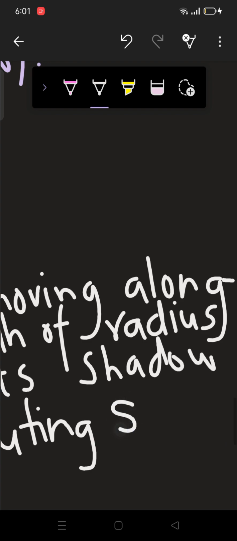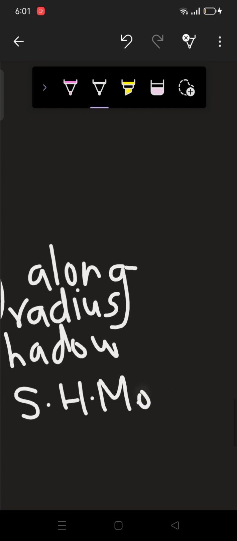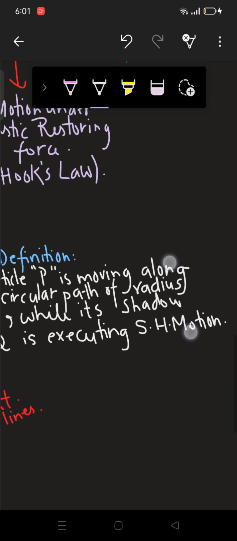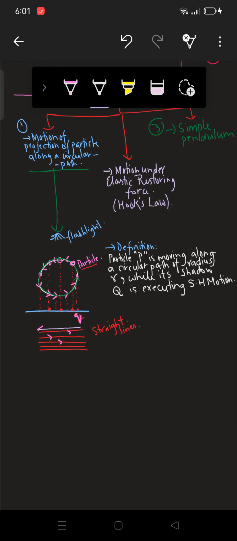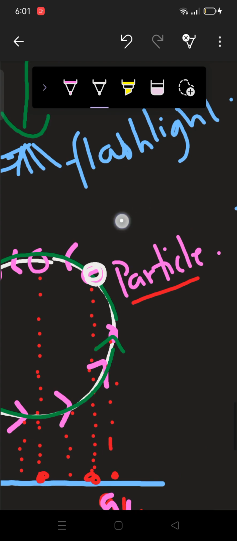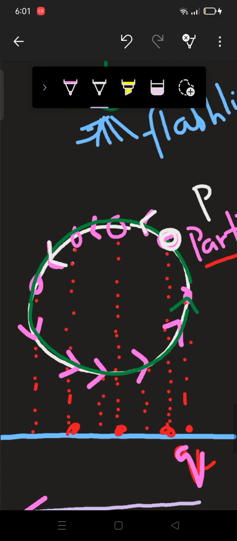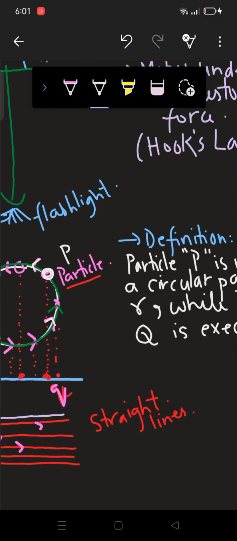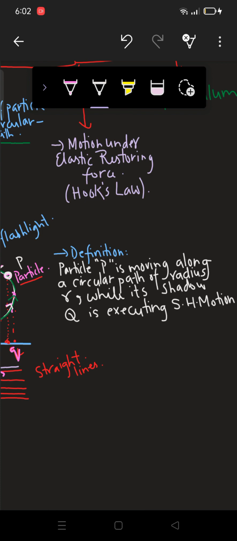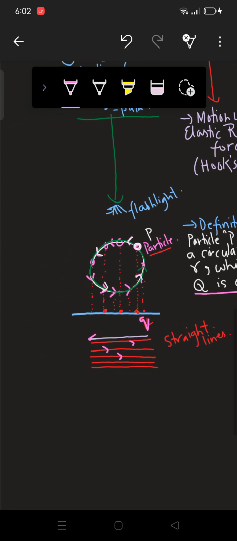Now let me explain this example. Simple harmonic motion. Now let's read this definition again so that it is more clear to us. Particle P is moving along a circular path. See, this is the particle which we have termed P. This is moving along a circular path. See the direction of it. So particle P is moving along a circular path of radius r, while its shadow Q is executing simple harmonic motion.